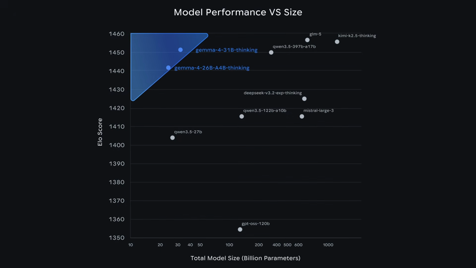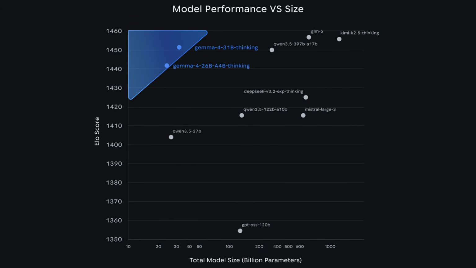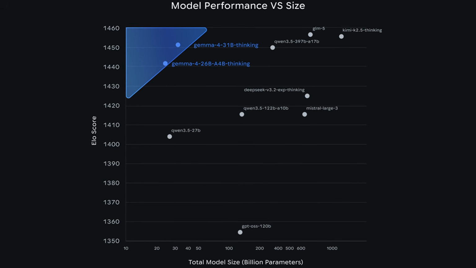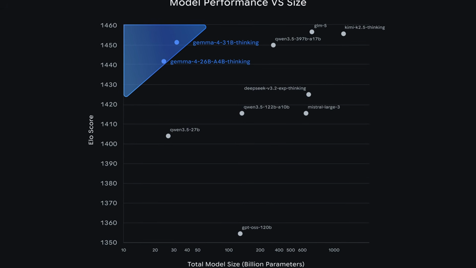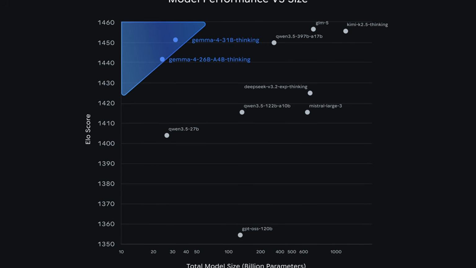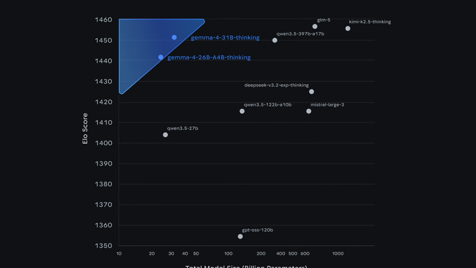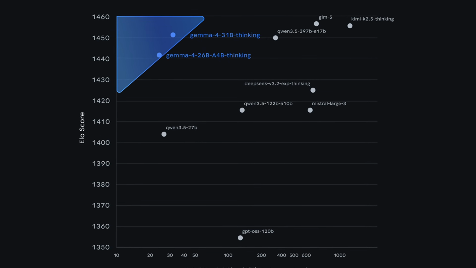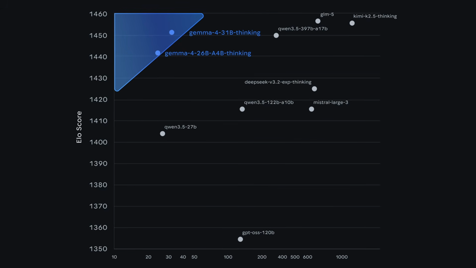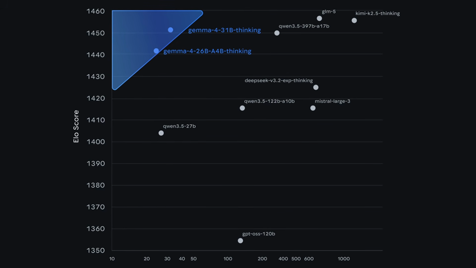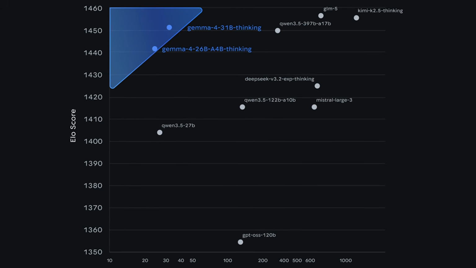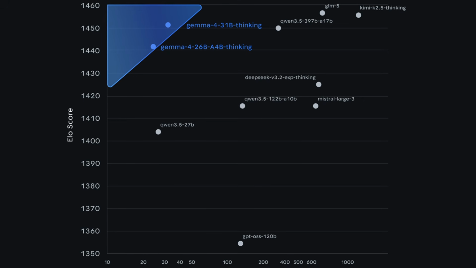Here's another graph comparing model size versus performance. The y-axis is performance, so higher is better. The x-axis is total size, so smaller is better. Ideally, you want to be in the top left corner with high performance and small size, and as you can see, that's exactly where the Gemma 4 models are located. You're getting excellent performance in a package small enough to actually run locally.